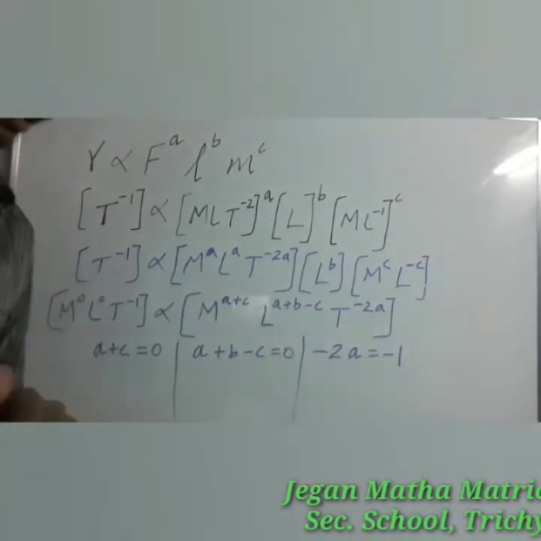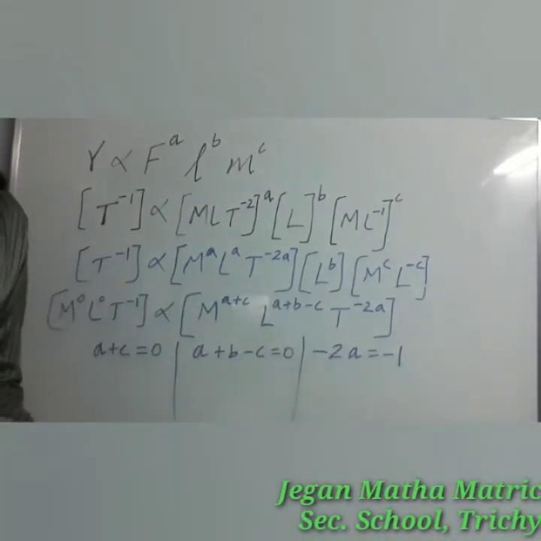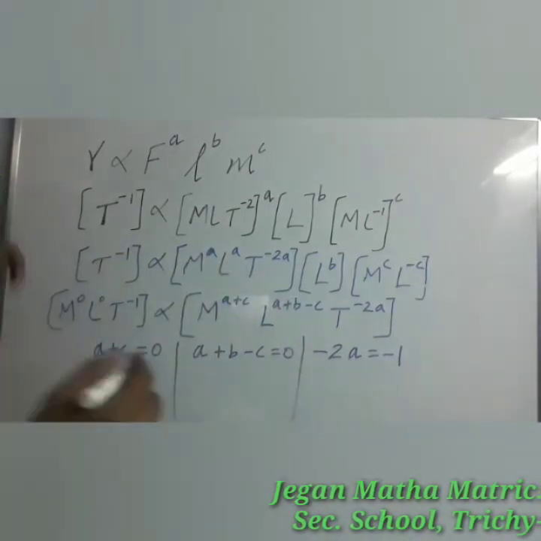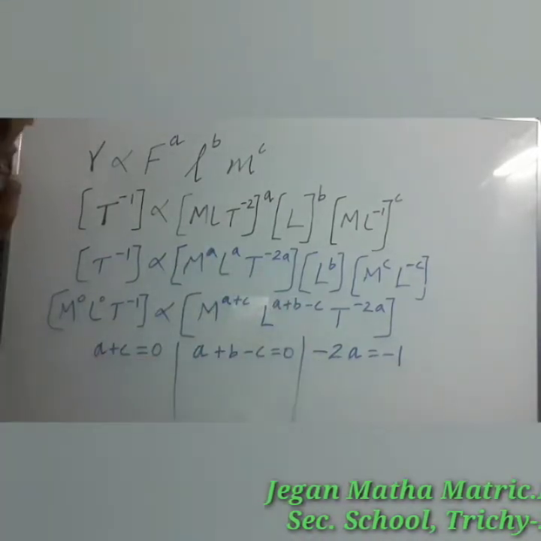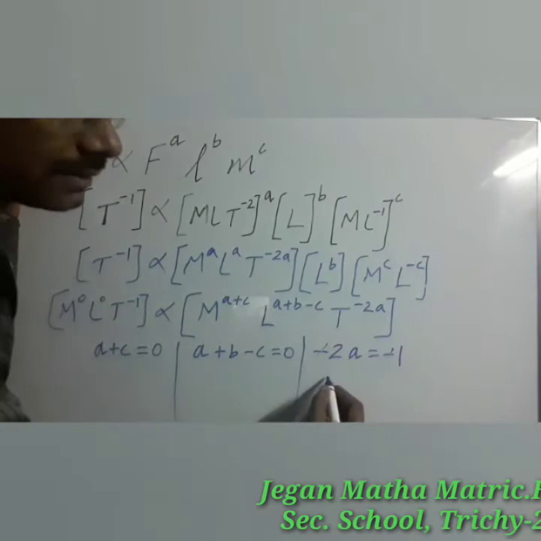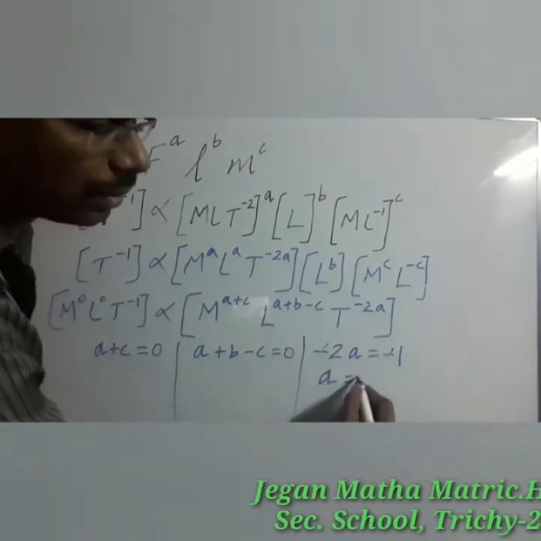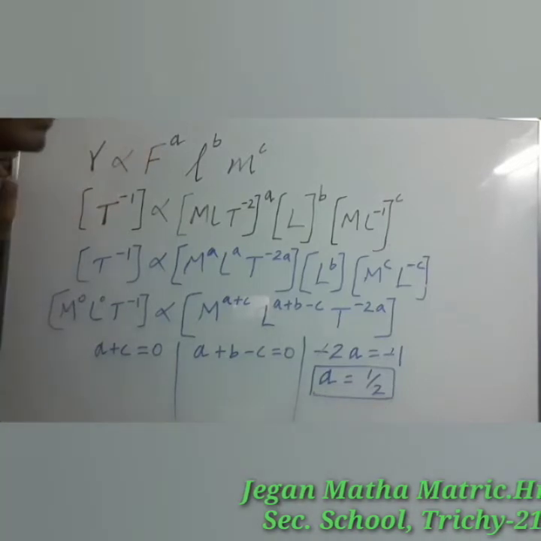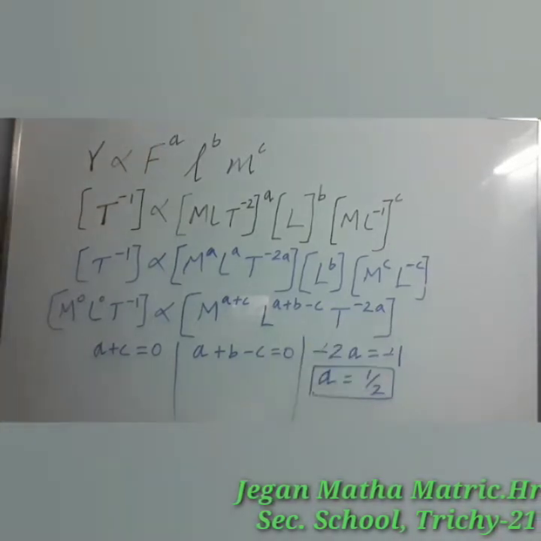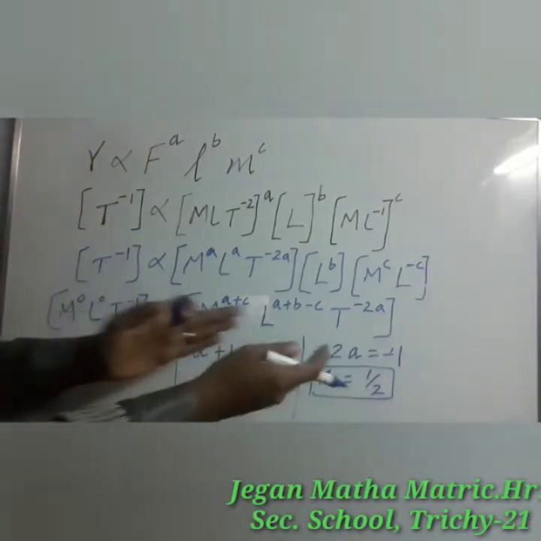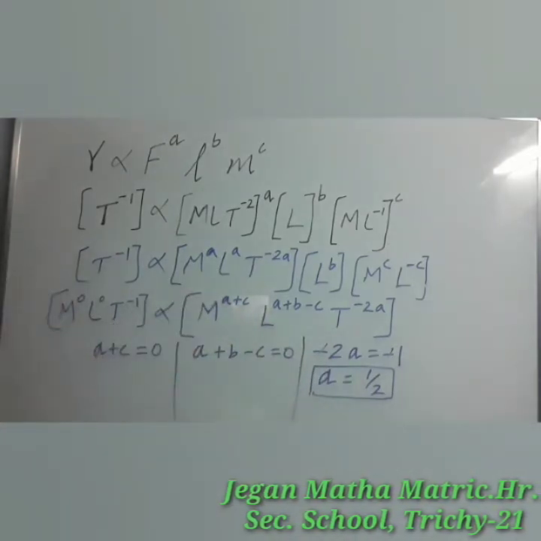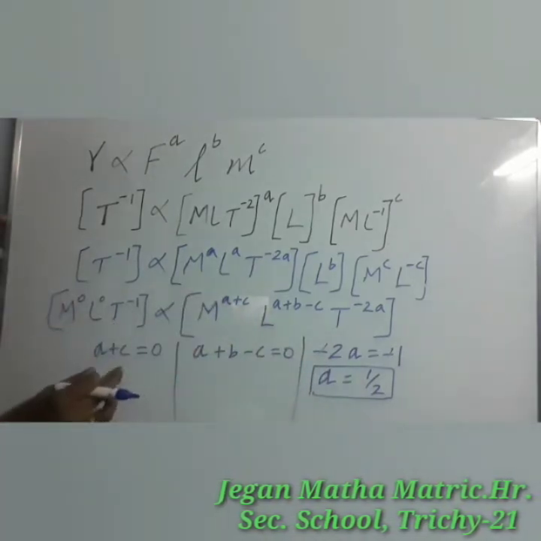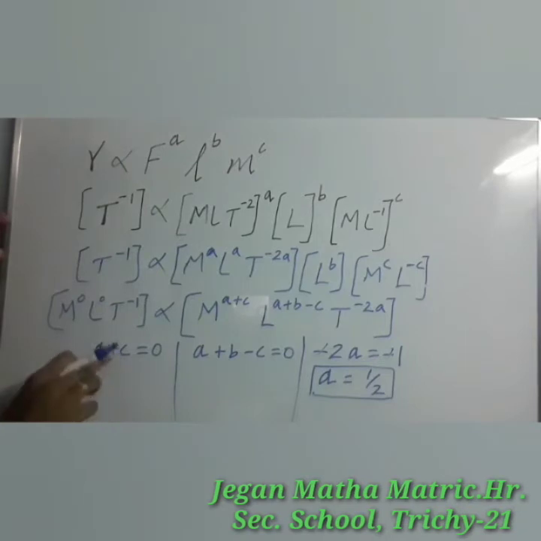From here only we can solve. Easily you can get the value of a. The minus can be cancelled. What is the value of a? a is equal to 1 by 2. I found the value of a. Next we can substitute that value of a here, because two quantities are there, two dimensions are there. You can easily substitute and get another value.